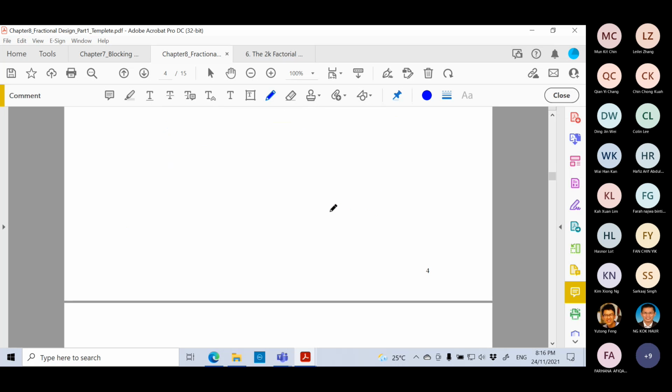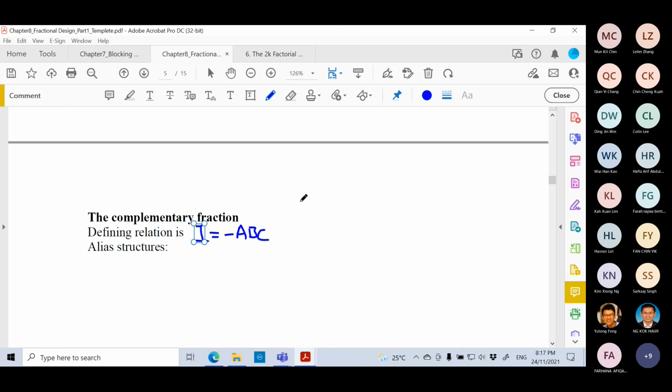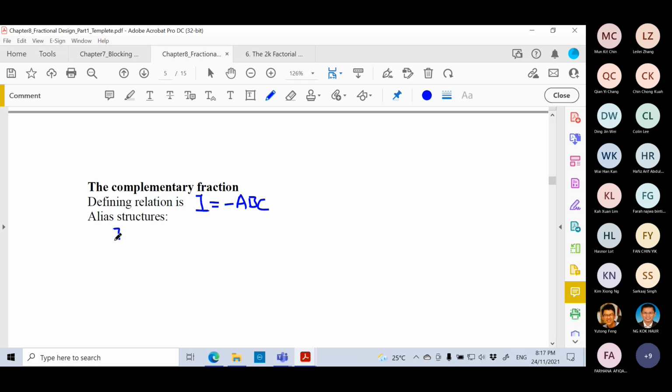If you want to run one half by defining the complementary fraction, I give you the example also. If I is equal to negative ABC, you are using the negative side. So the aliases will be, I equal to negative ABC. So from here, you get A equal to negative BC.